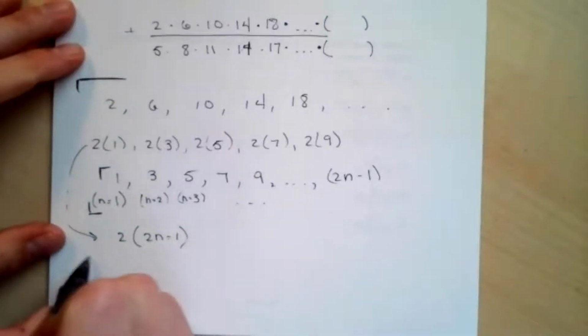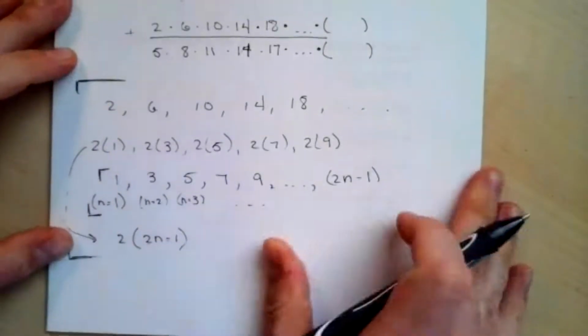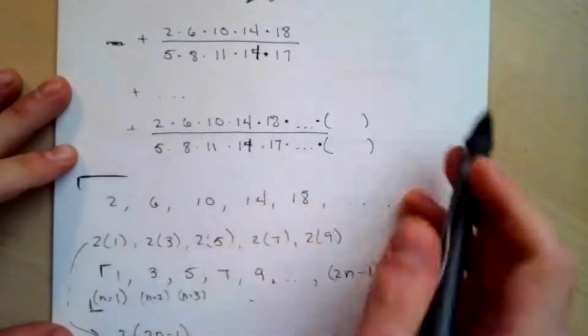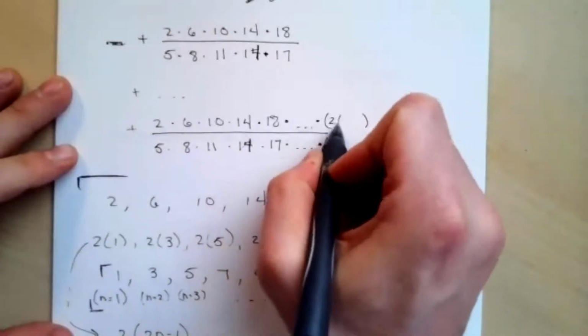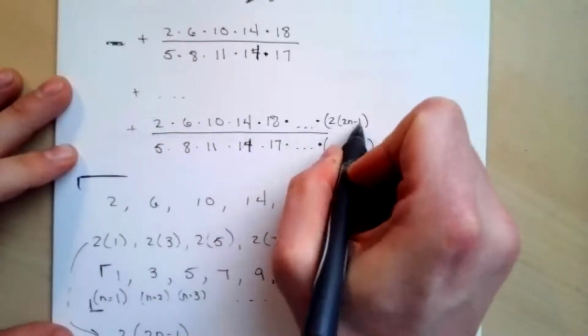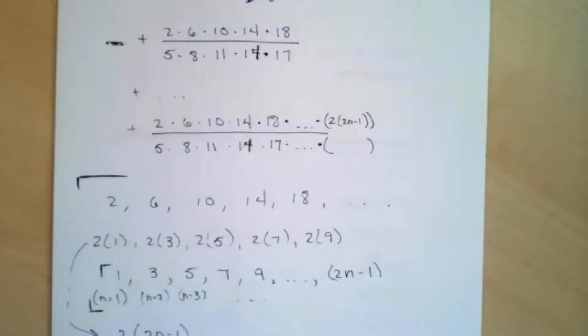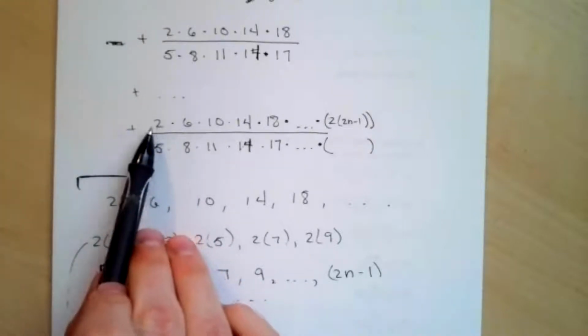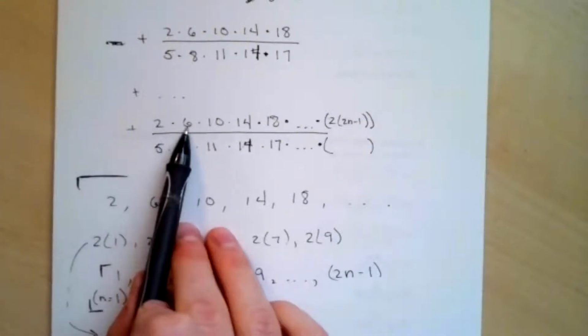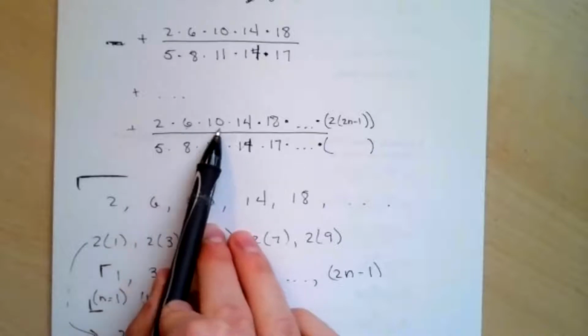And so we can fill that in with our series now. It's going to be 2 times (2n minus 1). So again, check that. That's our n equals 1, n equals 2, n equals 3.